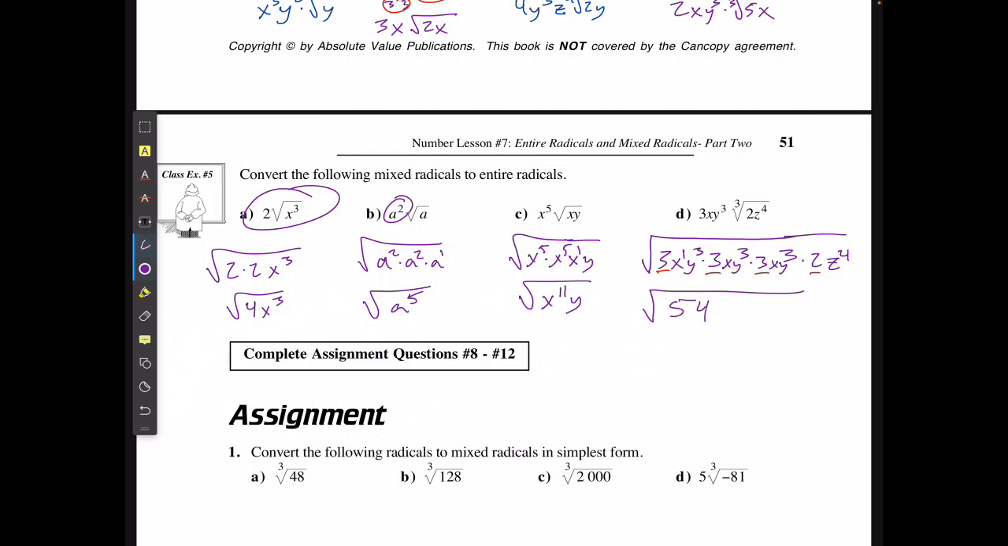Then I have an x to the 1, x to the 1, x to the 1, so I have x cubed. I have y to the 3, y to the 3, y to the 3, and I have y to the 9, and I have that z to the 4 that was already in there. And that's it.